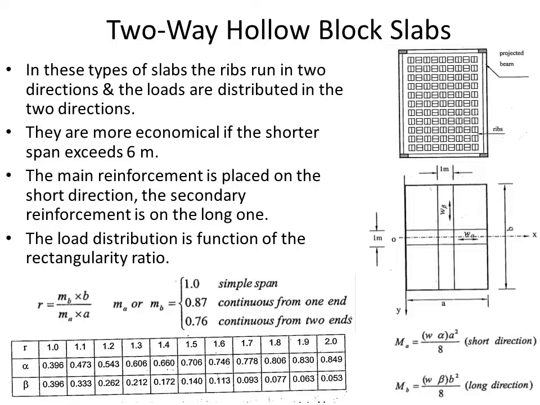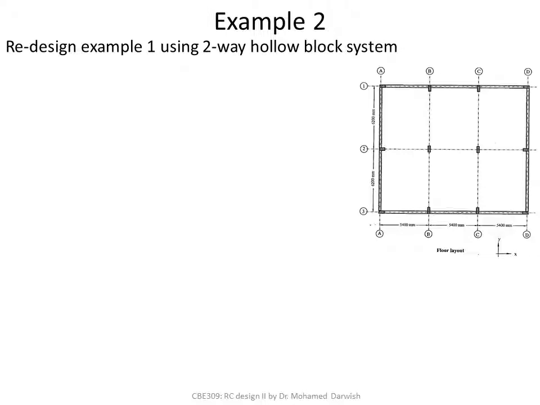And after multiplying this M by B and this M by A, divide this over that, you get an R. But take care, this R and the alpha and the beta are not the same alpha and beta as for regular solid slabs. They are different here. But the same concept applies here, that MA is equal to W alpha A squared over 8, MB is W beta B squared over 8. The same concept, but the difference is in the numbers themselves.